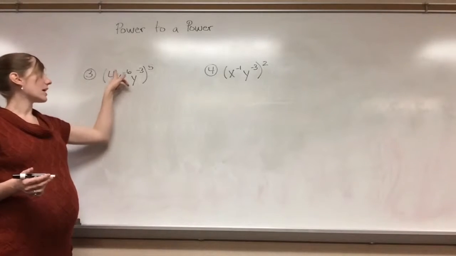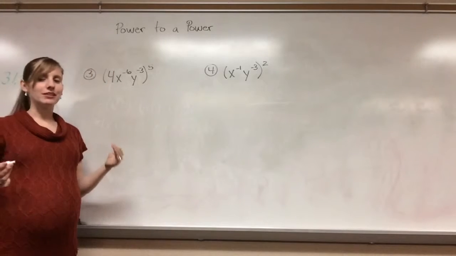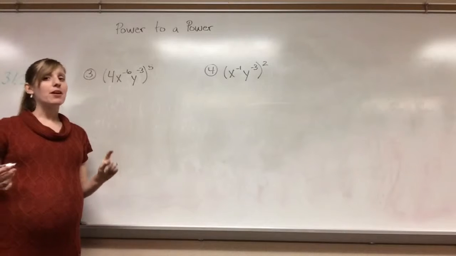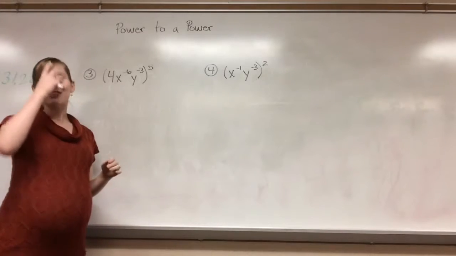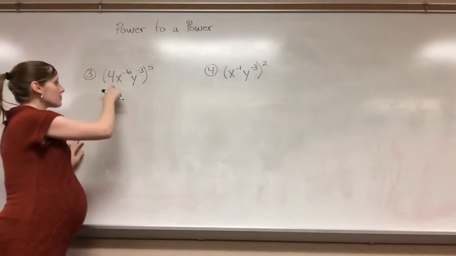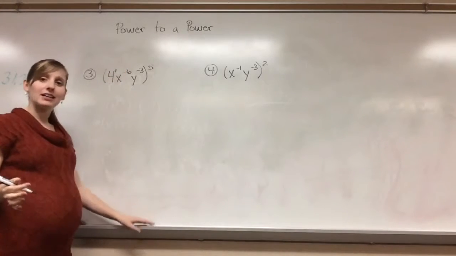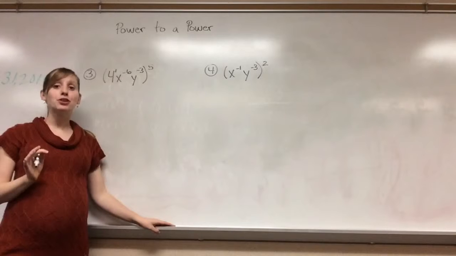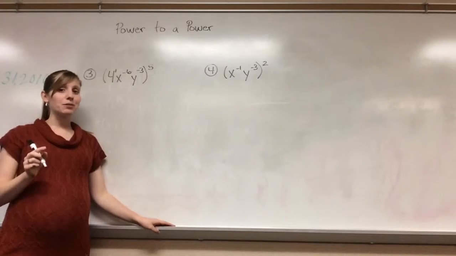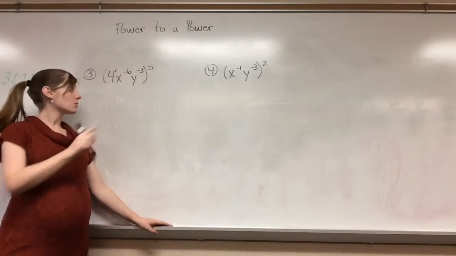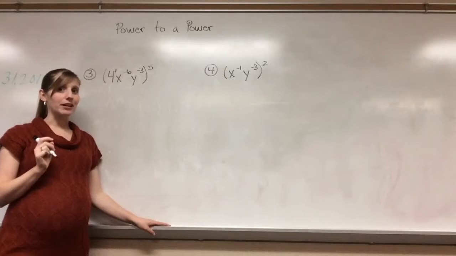Now, 4 looks like it doesn't have an exponent, so I could leave it as just 4. But remember, everything has an exponent, even if it's not written. So the exponent for 4 is actually a 1. They just don't write it in. So I'm going to go ahead and write it in so I don't forget that I need to distribute that 5 to the 1 as well as the -6 and the -3, okay?